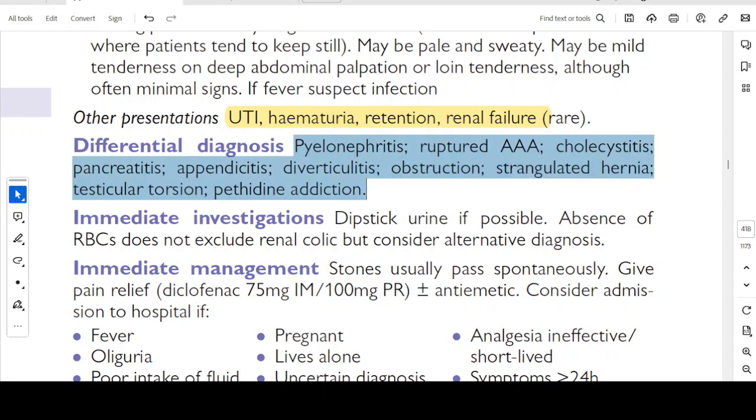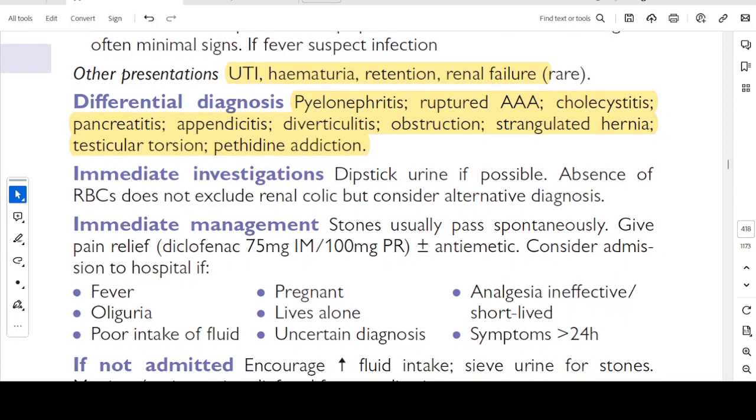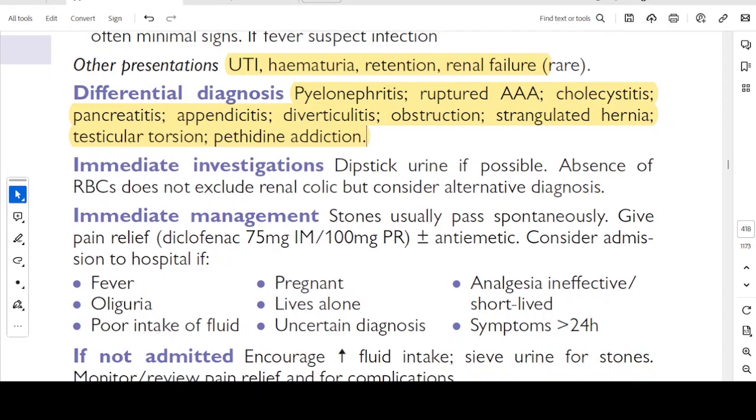So these are the differential diagnoses in various quadrants, because the stone, after leaving the kidney, will go into the ureter and pass down towards the bladder. So they are in different quadrants, and bilateral. So different differential diagnoses are there. Immediate investigations: dipstick urine if possible. Absence of RBC does not exclude a renal colic, but consider an alternative diagnosis.